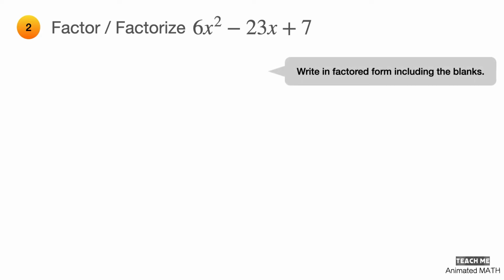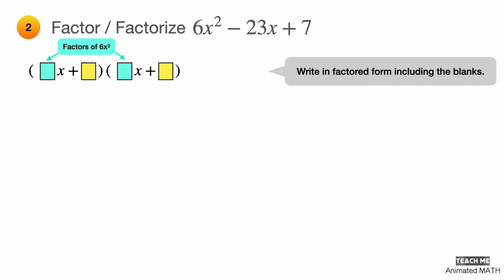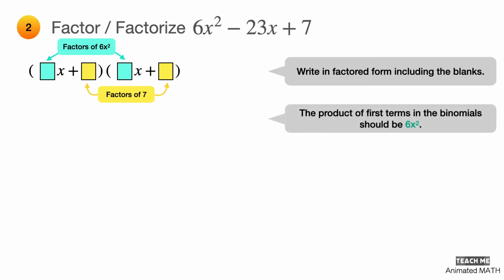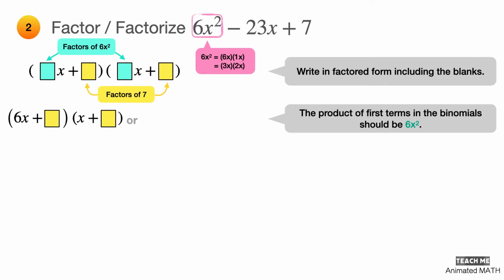Write the trinomial in factored form and include the blanks that we'll fill out later on. There are 2 cyan blanks for the coefficients of the factors of 6x squared, and 2 yellow blanks for the factors of 7. The product of the first terms in the binomials should be equal to 6x squared. There are a few candidates which are 6x times x and 3x times 2x. Write down the possible combinations based on the factors of 6x squared.